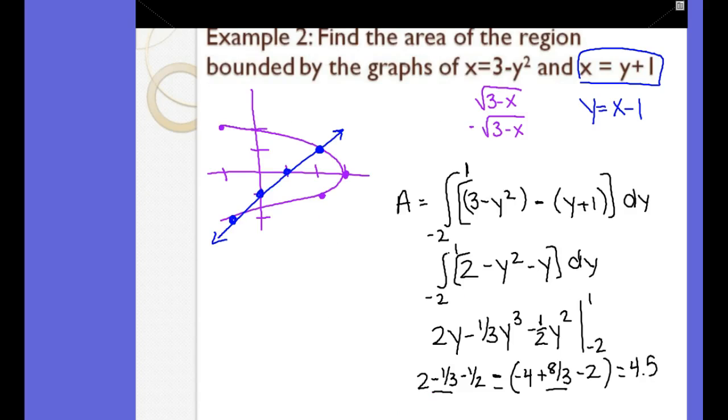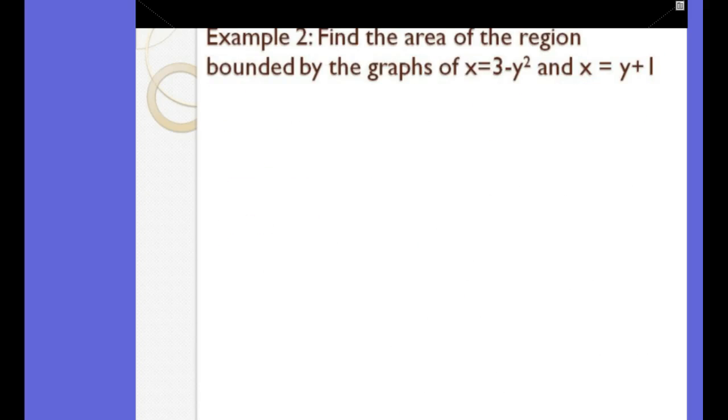So let's at least start this first example. Like I said, tell me what you get when that bell rings. So we have x equals 3 minus y squared, and x equals y plus 1. You have to almost graph these backwards from what you're used to. If you pick a value for y, you're getting your x coordinate. If you pick a value for x, you're getting your y coordinate. So go ahead, take a minute, and graph these two functions.